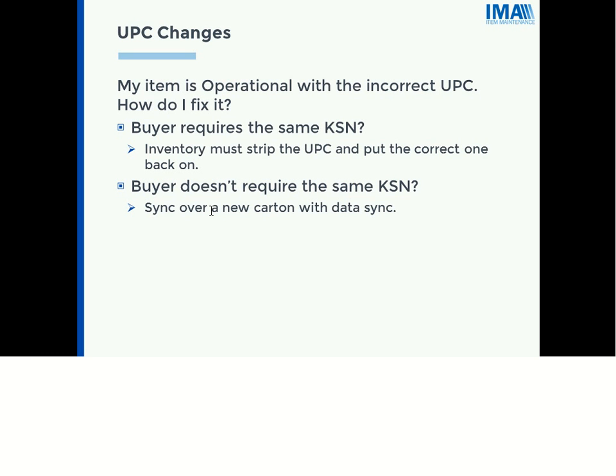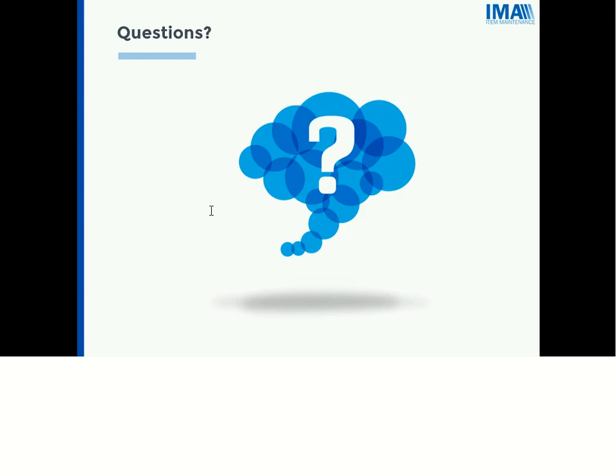So it really depends on your buyer. You have to communicate with them and find out what they're wanting. Some buyers, especially if it doesn't have much of a sales history on it yet, really might not care about keeping the same KSN. If it has more of a sales history and it's just something they're more concerned with, then they might really care about seeing that same KSN. So you do have to communicate with your buyer. There shouldn't really be much action for you except for syncing over the new carton if they don't care about keeping the same KSN. So any questions about UPCs?